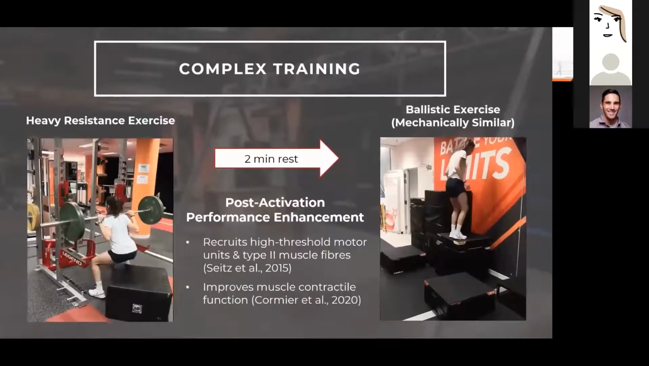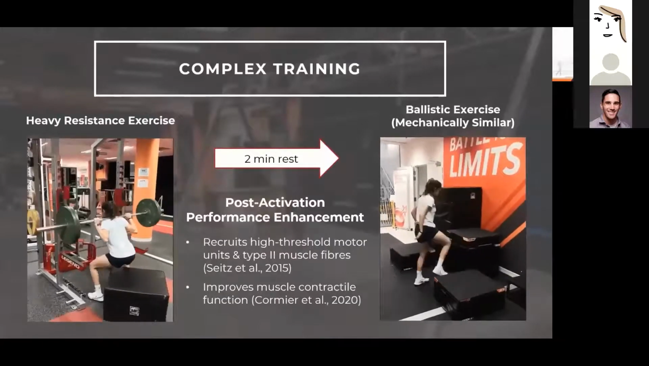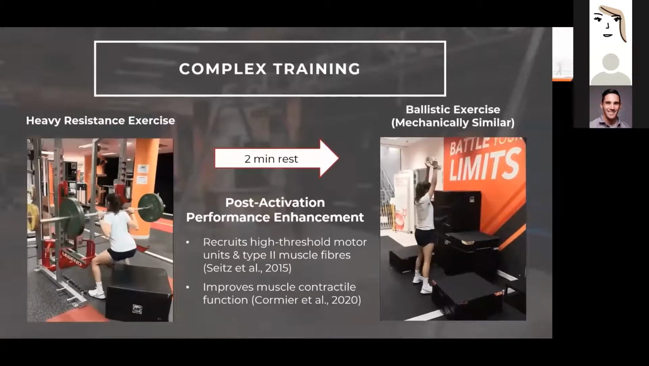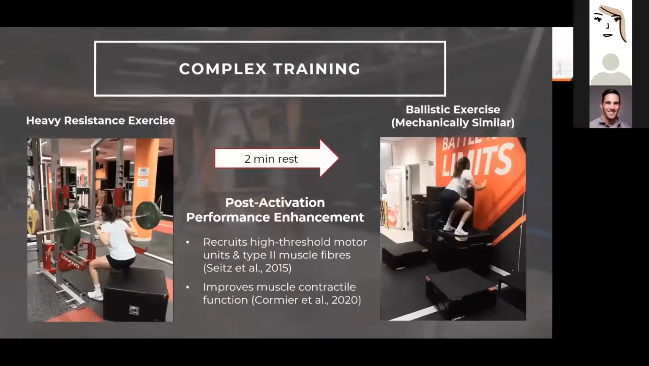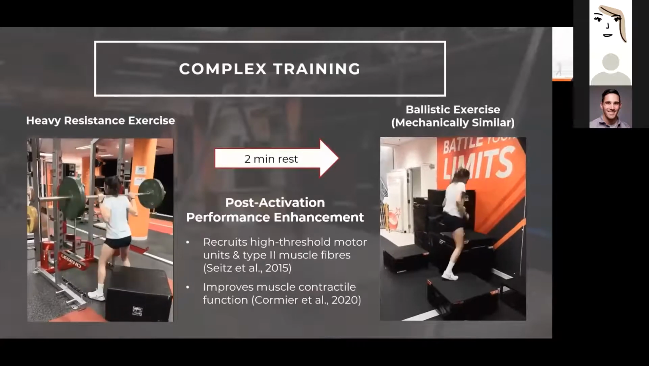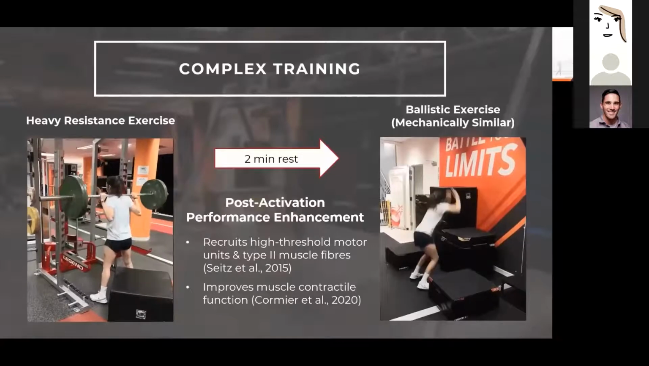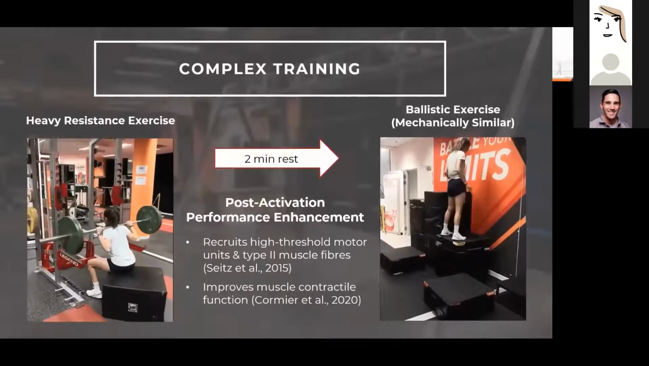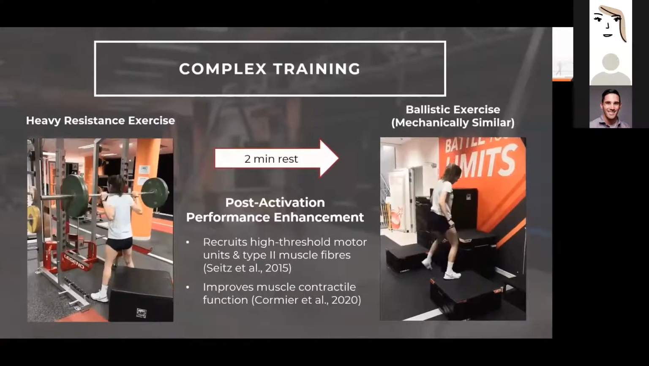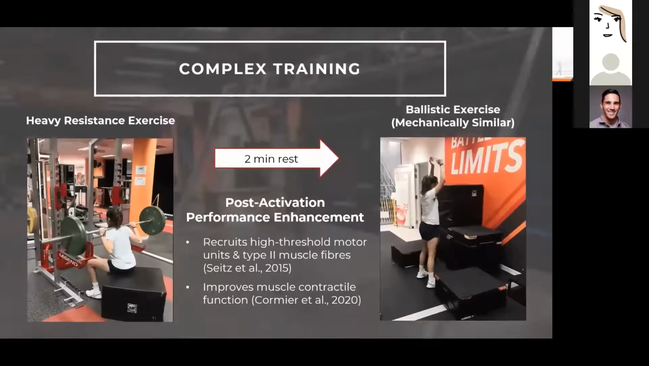This high load exercise causes acute neurophysiological responses, one of which being an increase in motor neuron excitability, and this increases muscle contractile function, giving rise to post-activation performance enhancement, or PAPE effect. This PAPE effect provides a more optimal performance in the following ballistic exercise.